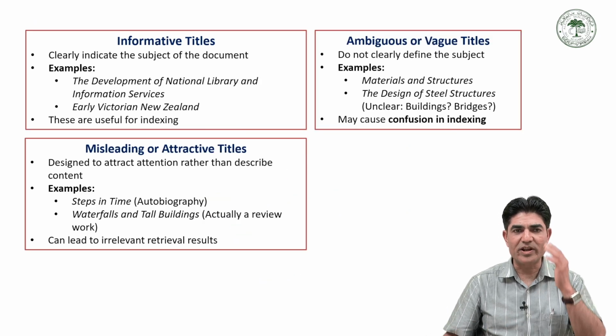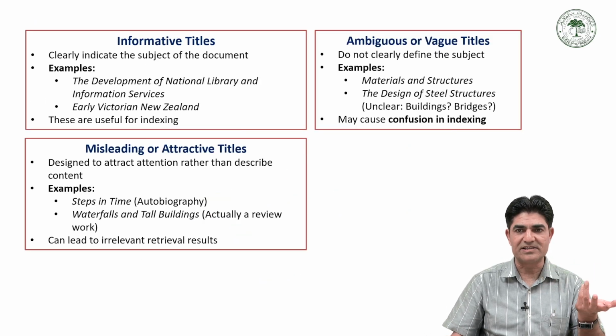So you can see more examples of informative titles, vague titles, or misleading or attractive titles. To clearly indicate the subject of the document, it is called an informative title. We have the example, that is Development of National Library and Information Service, early Victorian New Zealand. These two titles basically are indicative, they define the subject clearly, and these are useful for the purpose of indexing.